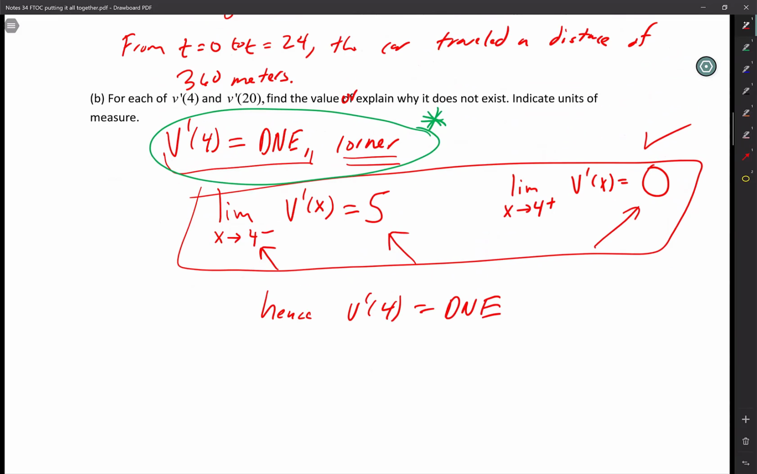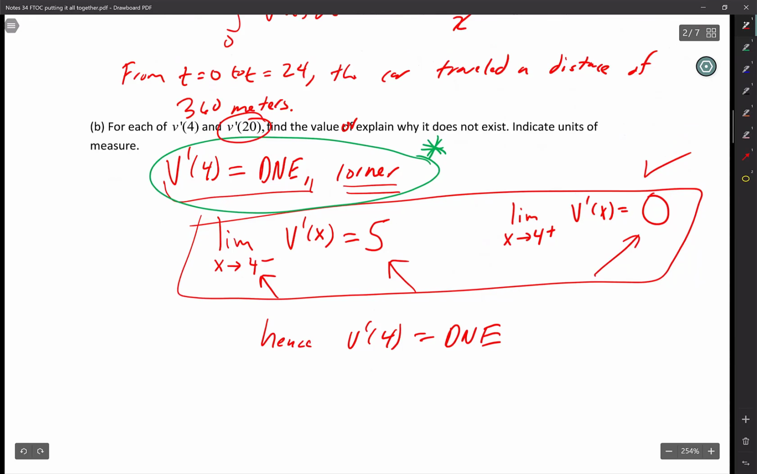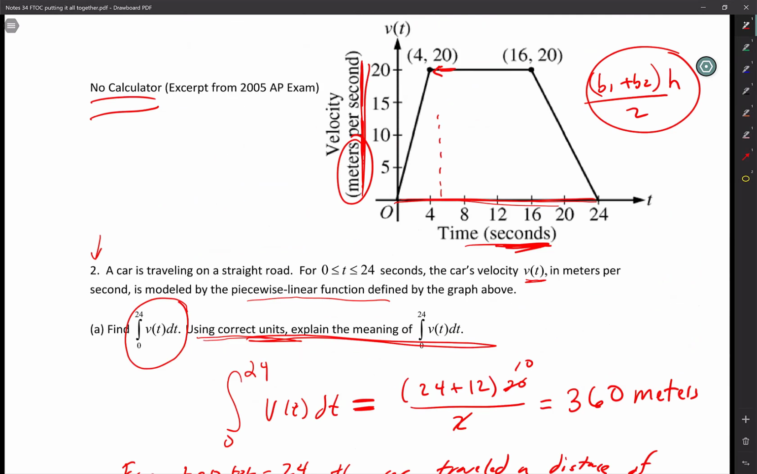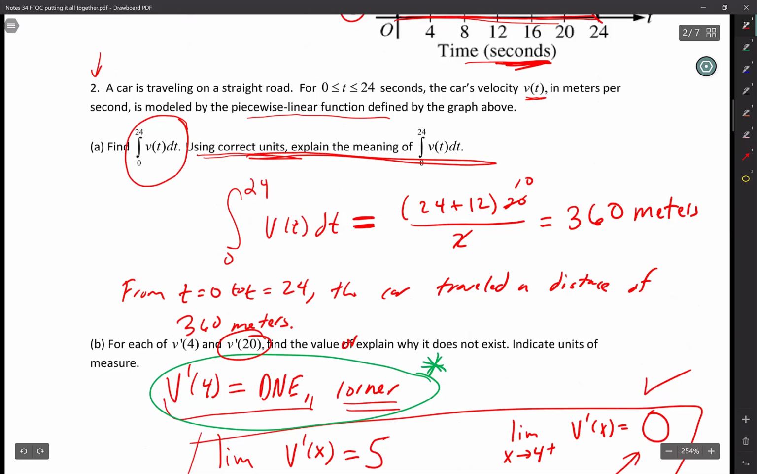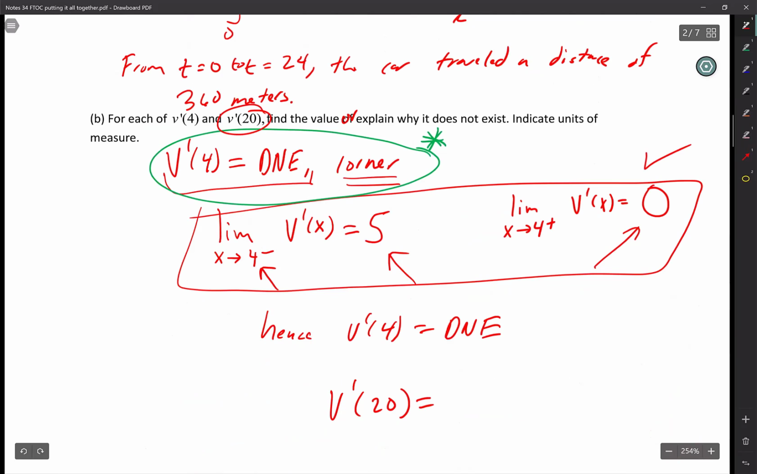All right, there it is. Straightforward. We got it. Oh, we still haven't finished this one, and that one's going to be a simple one. V prime of 20, we go to 20. Yeah, that one definitely has a derivative. It's a nice straight line. It's right in the middle of this line. So all we do, let's see, we just use our algebra skills. We went down 20, and we went to the right, 8. So what is 20 over 8? 10 over 4, 5 over 2. Positive or negative? Negative. Yeah. Okay, guys, real quick, remember that the derivative of velocity is acceleration. Derivative means slope, correct? Okay.